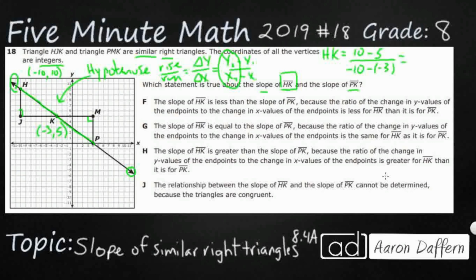So that's going to be 10 minus 5 is 5. 10 minus -3, that's really 10 plus 3. Two negatives cancel each other out. So -10 plus 3 is going to be -7. So it looks like it's -5/7.